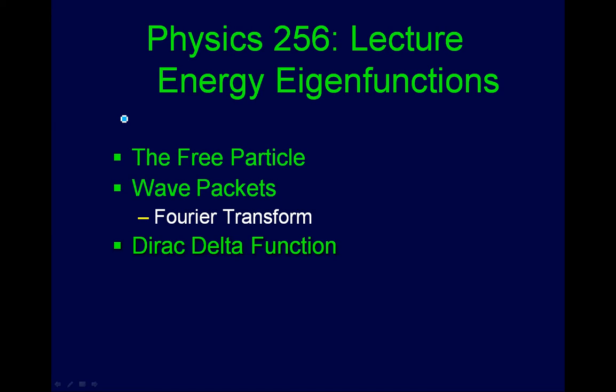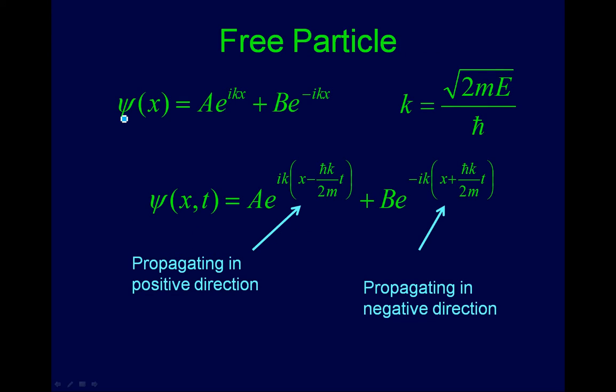Before moving on, there's a couple things about the free particle I wanted to talk about. Just a reminder, here's the free particle. The general solutions, again, are oscillatory. We prefer to use the complex oscillatory solution. And when you add that with the time evolution from the Schrodinger equation, we get these two waves. One that we look at is propagating in the positive direction, and one propagating in the negative direction.